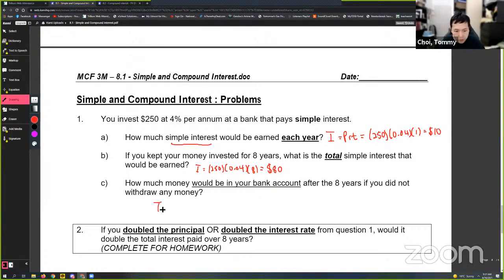So then your total amount would be 250 plus the 80, because you have 250 and we add the $80 of interest, which gives us $330. Okay. So notice how in these questions it asks for total interest compared to money in the bank account, the total amount. So make sure you read carefully about what the question is asking for.